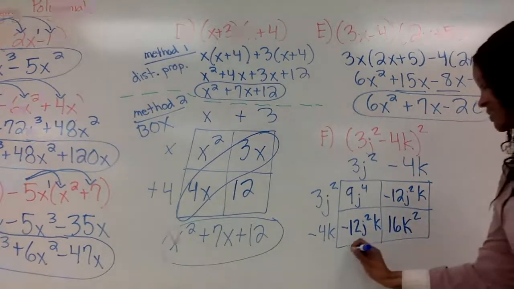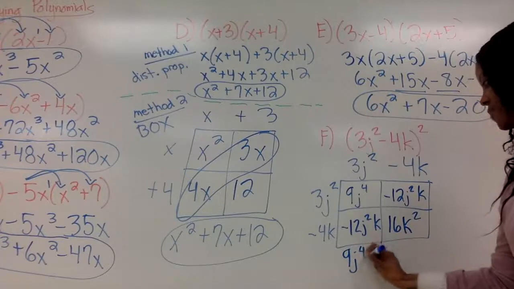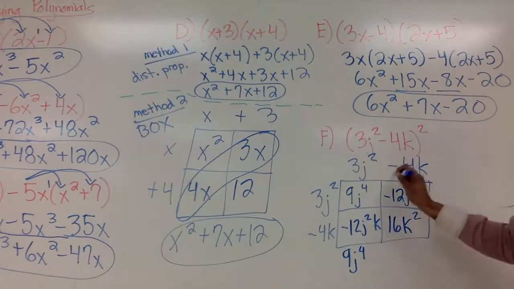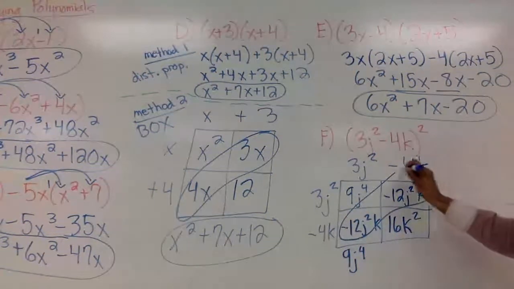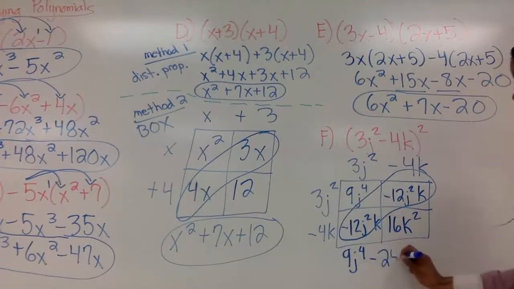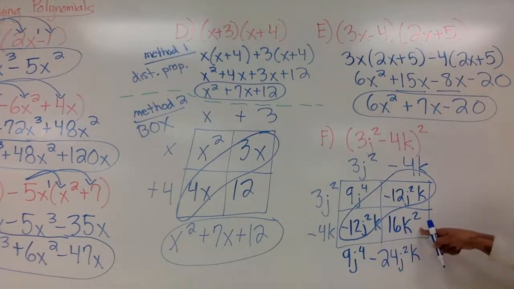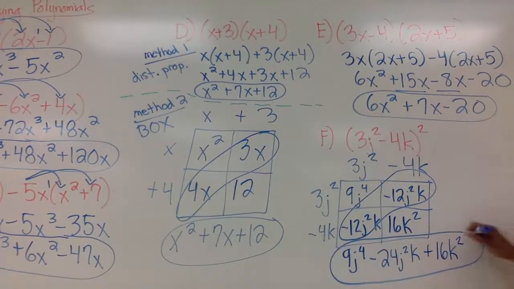So our final answer is 9j to the fourth, because there's only one fourth-power term. So I brought down the 9j to the fourth. These go together. That gives me negative 24j squared k. And then the 16k squared is the only thing that needs to come down. Nothing else goes with it. If you had kj squared, that's the same thing, but generally we write it in alphabetical order, which is why I chose to write the problem like this.